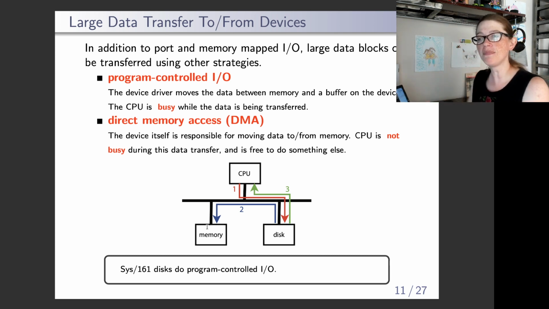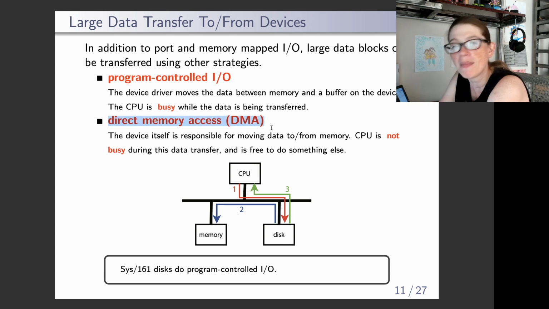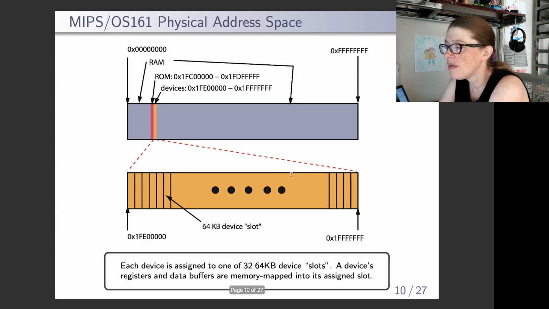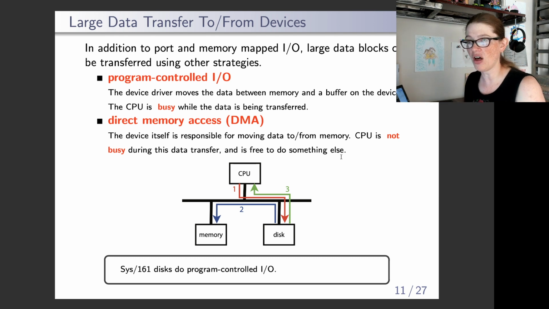So what does your computer do? Does it do just program controlled I/O or just direct memory access? No, it actually does both. For actually communicating with these devices, you have 4 options. You have port mapped I/O, you have memory mapped I/O, we can also do program controlled I/O and direct memory access. You have a lot of options for how you communicate with an actual device.